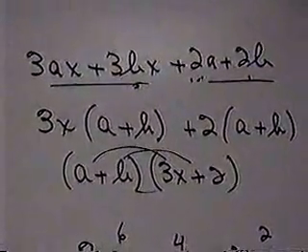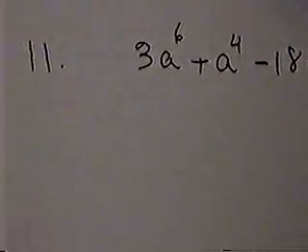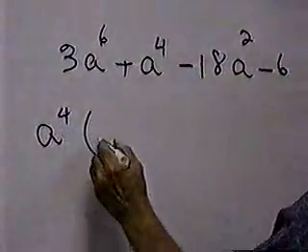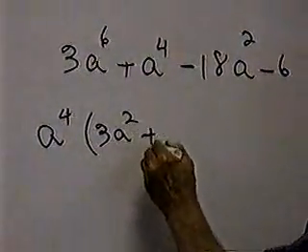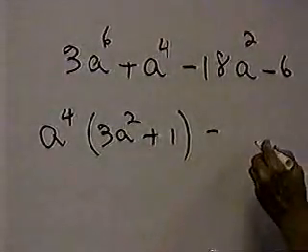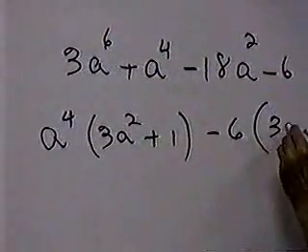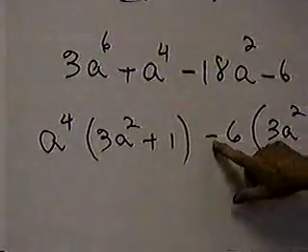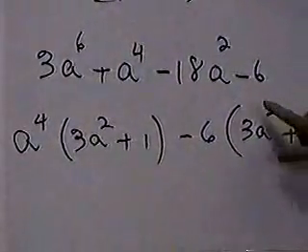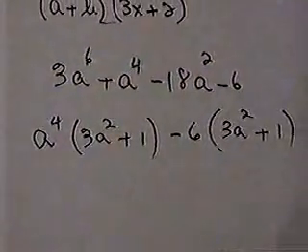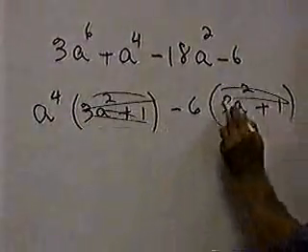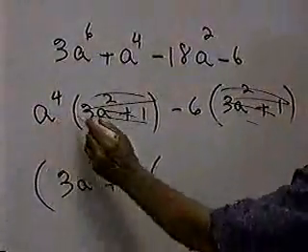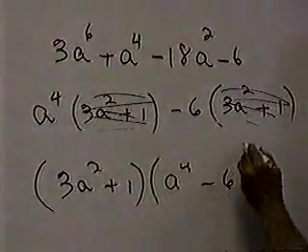All right, let's look at example 11. Okay, we have 4 terms. So what we do is look for a common factor. And that would be 3a squared plus 1. And a common factor, which would be a minus 6, and that would be 3a squared plus 1. Factor out a minus, check it out. Minus times a minus, a plus is a minus. Minus, so it checks. Now we have a common factor. This is the same, so we'll factor it out. Leaves us a to the 4th minus 6.